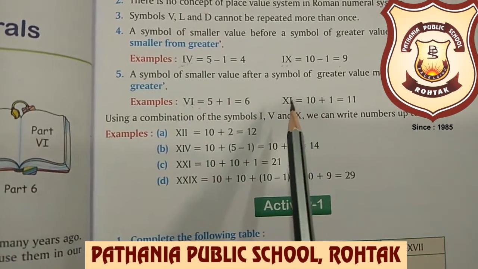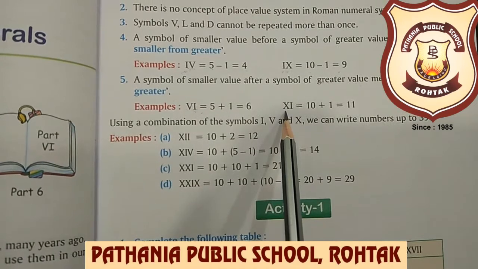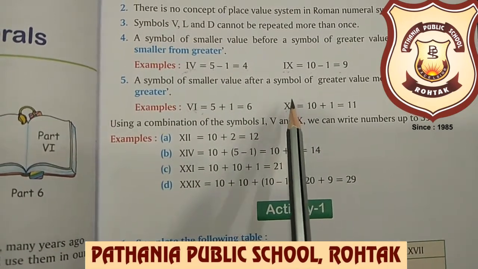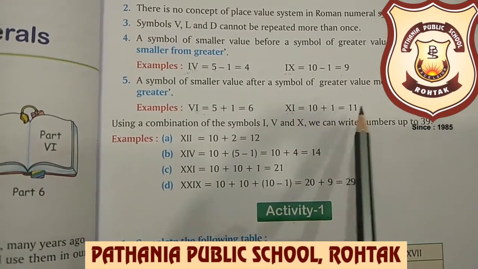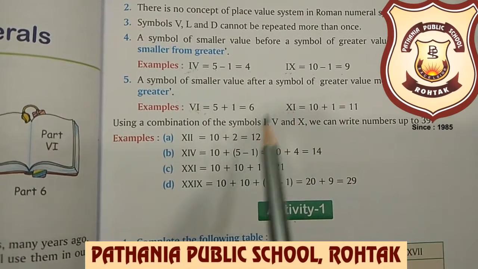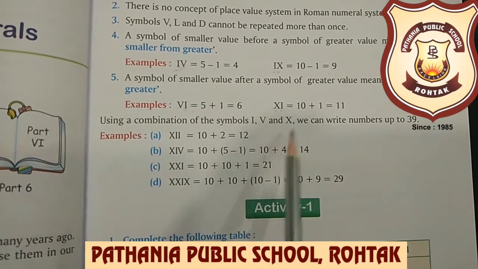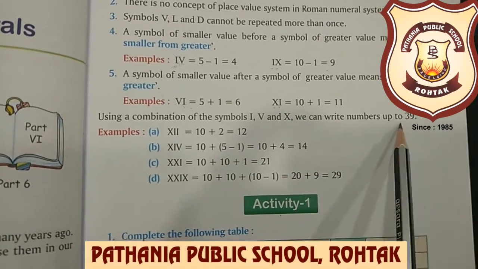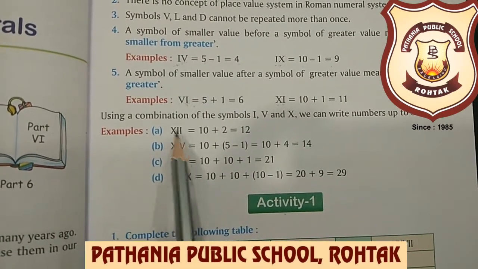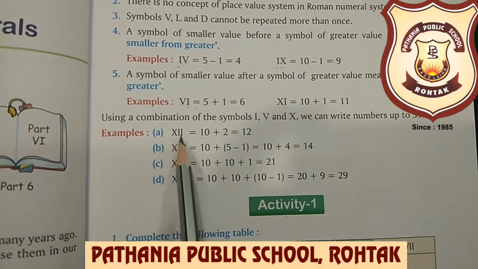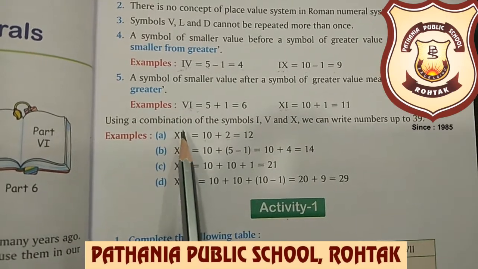Now beta, the same will happen for 11 also. Again here X is bigger, X is 10 and I is smaller, I is 1. Now I is on the right hand side of the X, so it will be 10 plus 1, 11. Yes, so we will write 11 as XI. Now using a combination of the symbols I, V and X, we can write numbers up to 39. As we can see in some examples, like XII. X means what? 10, and II means what? 2. So 10 plus 2 equals 12. So we will write 12 in this manner.